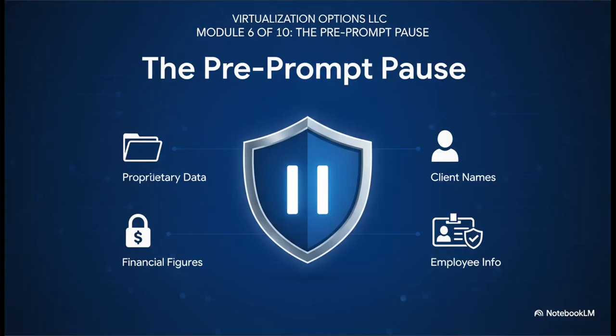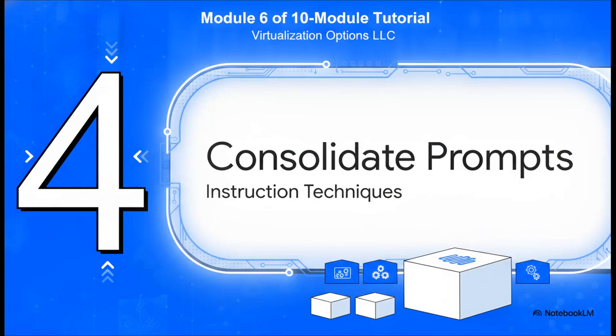And the final, absolutely crucial step of the checklist is the pre-prompt pause. This is literally your most critical line of defense. Before you type anything, physically pause and ask yourself, does this prompt contain proprietary business data? Any financial figures? Client names? Regulated employee info? In an enterprise environment, protecting your intellectual property is absolutely paramount. If the answer is yes, you absolutely must abstract or anonymize that sensitive data before moving forward. No exceptions. Next up, Section 4, Instruction Consolidation Techniques.